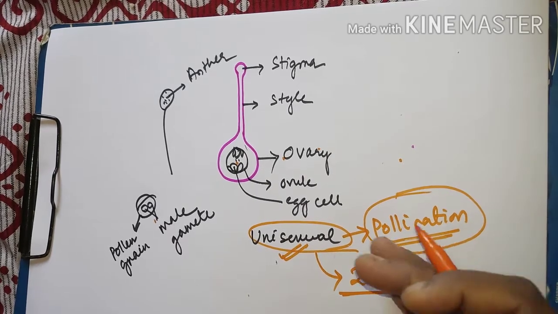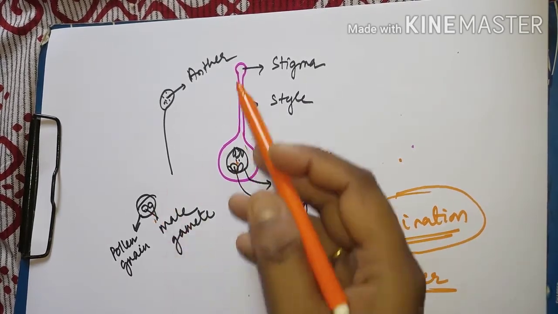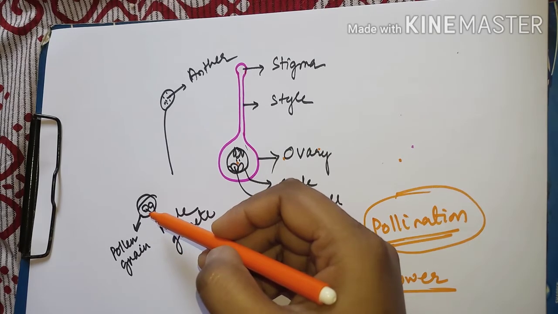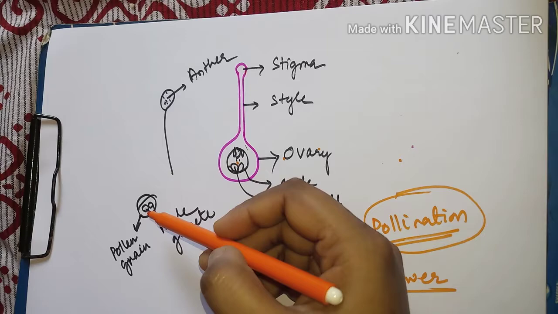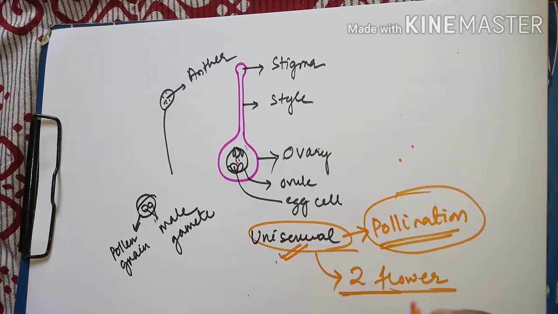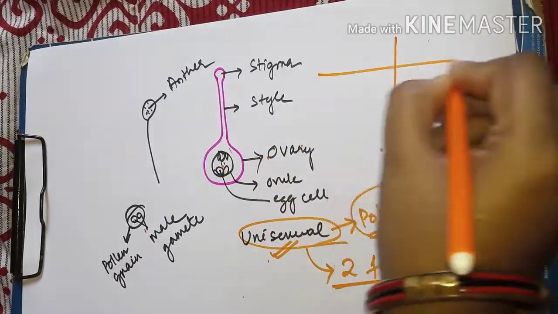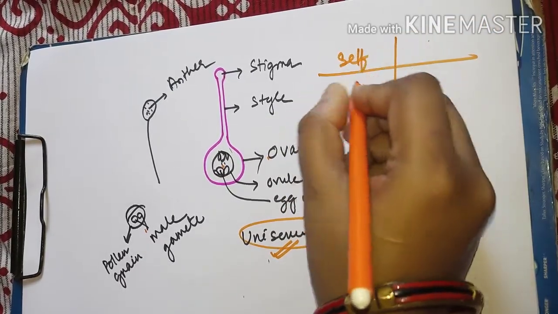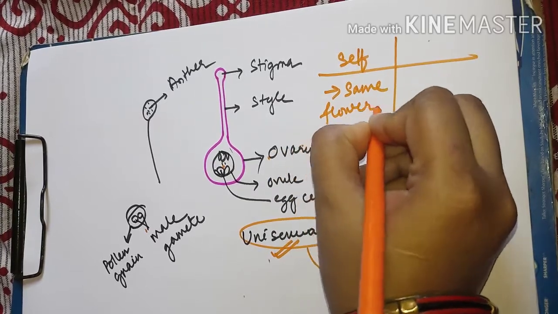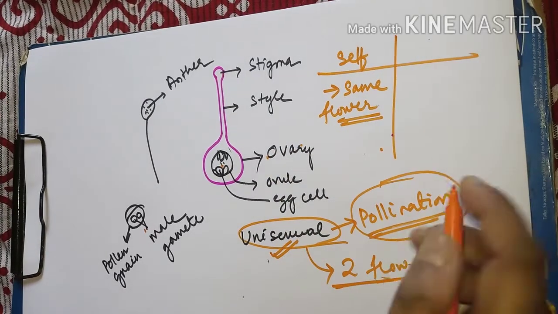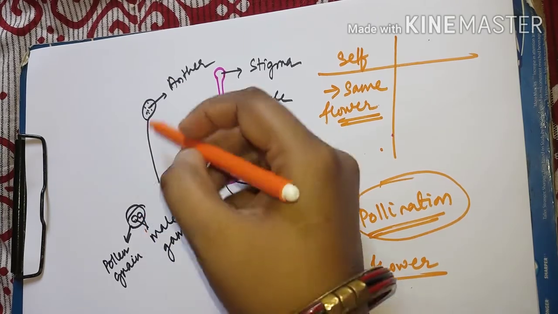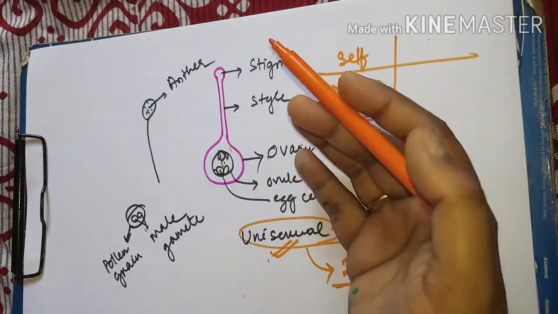Now, in self-pollination, what happens? The stigma receives the pollen grain containing the male gamete of the same flower. So in case of self-pollination, the same flower is involved, and generally it is a bisexual flower, in which the pollen grain from the same flower's anther falls on the stigma of the same flower.